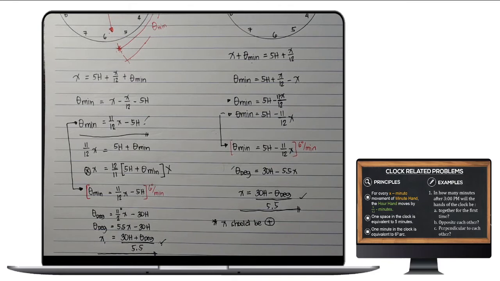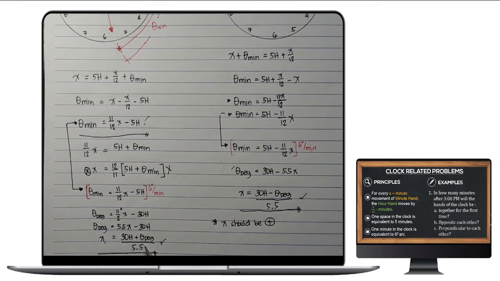So, with that, it is important to start your solution using this equation first. Okay, so kung ganung mga problem, itong how many times after the 3 o'clock mark will the hands of the clock be together for the first time, opposite each other, perpendicular? So to solve this type of problem, I recommend na laging dito muna tayo magsisimula sa may minus. Why? Kasi if we know that x should always be positive, this equation, we will always obtain positive values kasi plus yan. So, laging positive yung lalabas dyan.